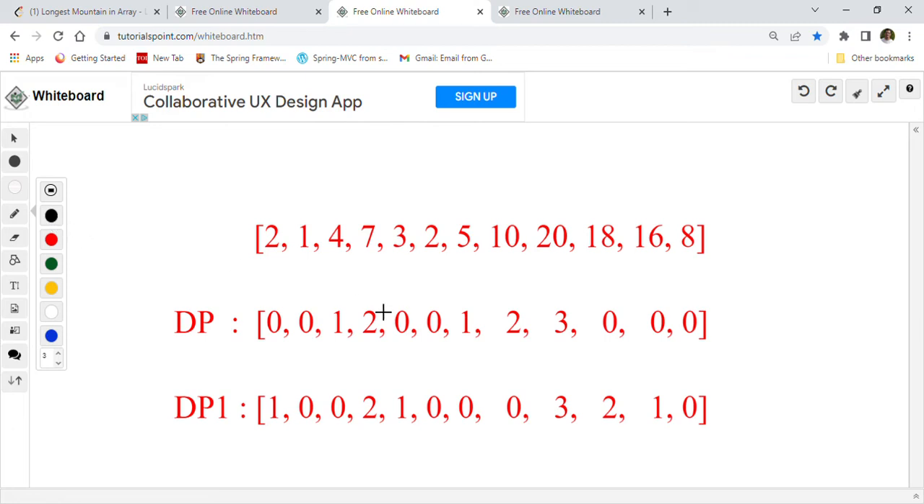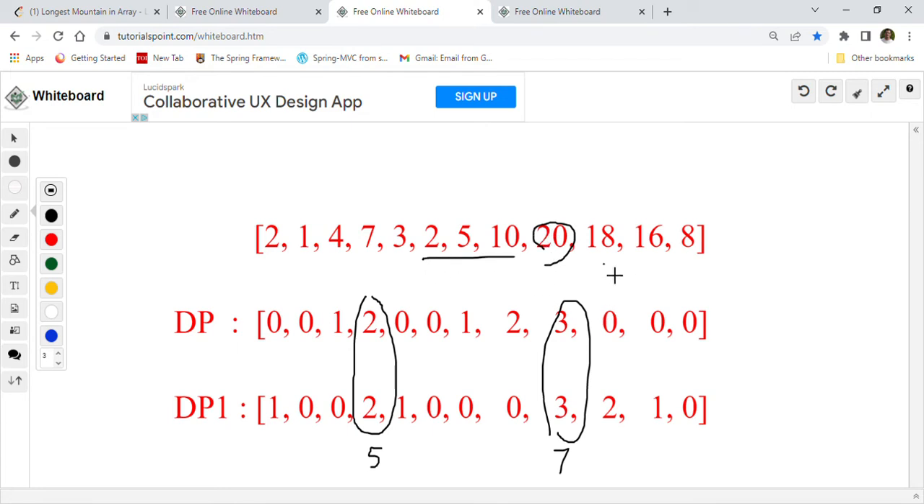For example, this one is our 5, right? For this one we will add 2 plus 2 plus 1. So it will give us 5, right? But when we look at this position, it will give us 3 plus 3 plus 1, so it will give us 7, right? Because for the 20 peak we will get 3 elements on the left side and 3 elements on the right side. So this is the maximum, so we will return the maximum. So you got the idea how our DP solution will work.